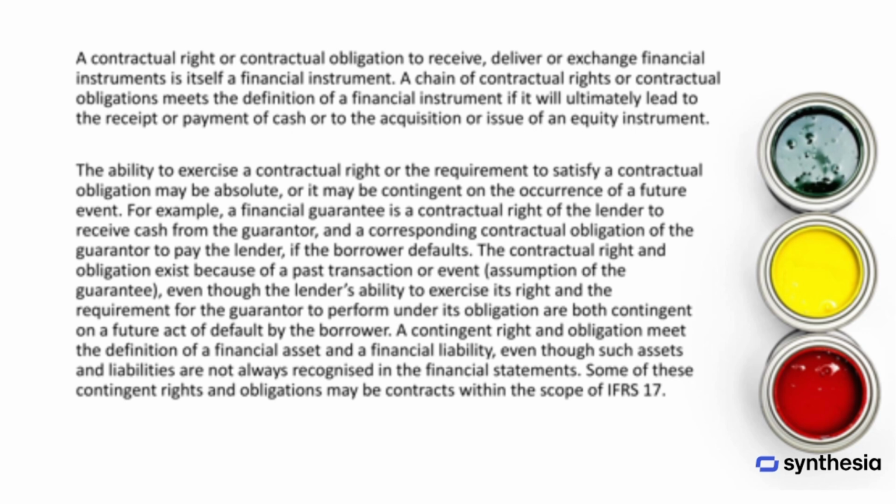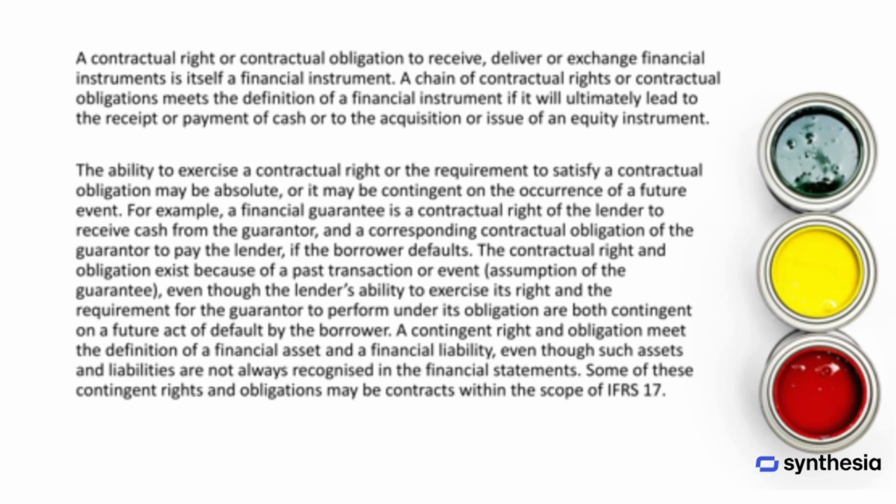The exercise of a contractual right or the fulfillment of a contractual obligation may be absolute, or it may depend on a future event. For example, a financial guarantee gives the lender a contractual right to receive cash from the guarantor, and the guarantor has a corresponding obligation to pay if the borrower defaults. These rights and obligations arise from a past transaction or event, such as the assumption of the guarantee, even though their exercise depends on a future event, in this case, the borrower defaulting.